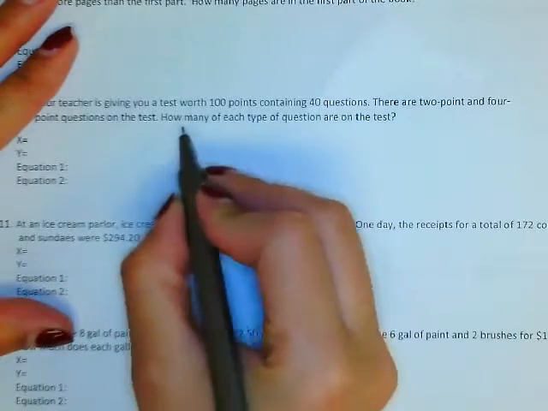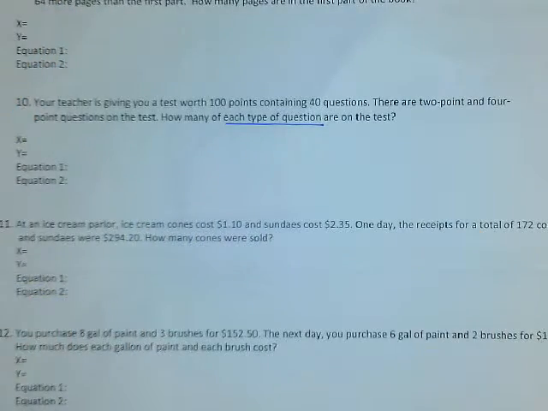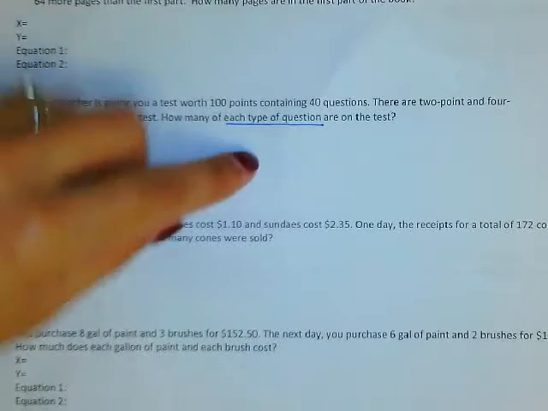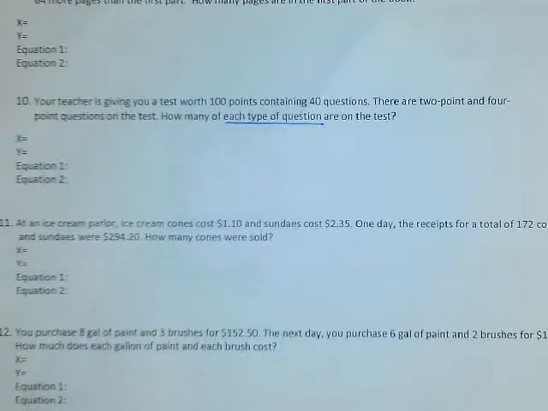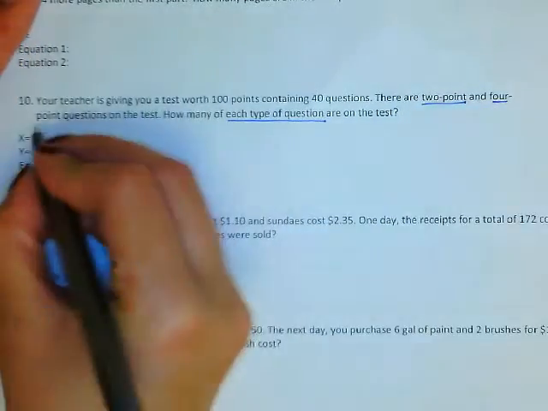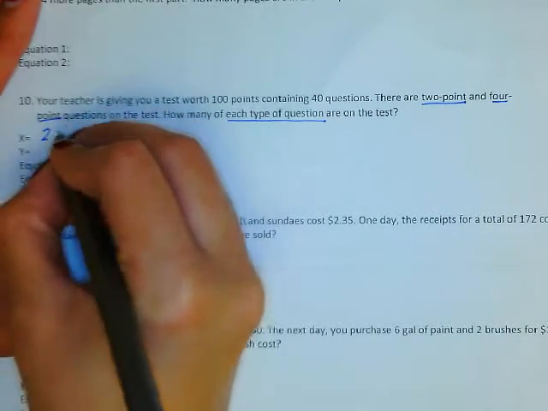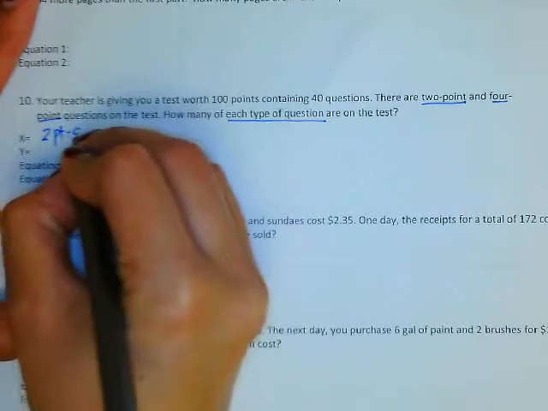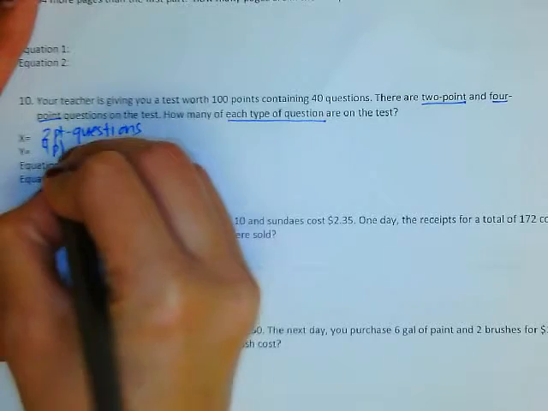So we will read the question. How many of each type of question are there on the test? So you know you have to resolve which one of each type. So you go back to the problem and what types are those that they're talking about. The second sentence, they tell you 2-point and 4 points. So those are your two variables. 2-point questions and 4-point questions.